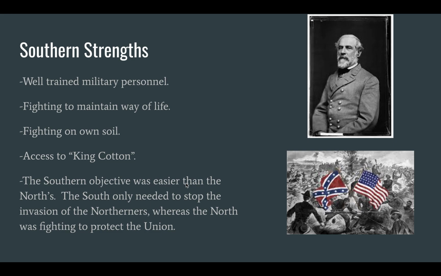And the Southern objective was easier than the North's. The South only needed to stop the invasion of the Northerners, whereas the North was fighting to protect the Union. So, if they're going to do that, the North has to come into the South's turf and win.